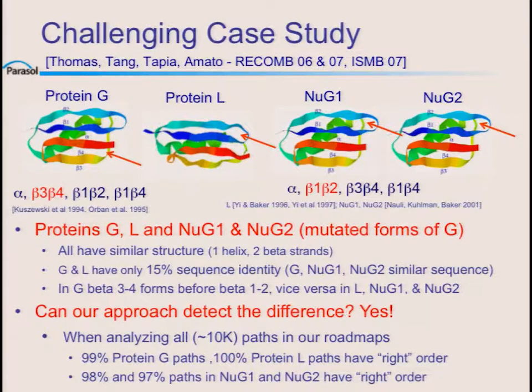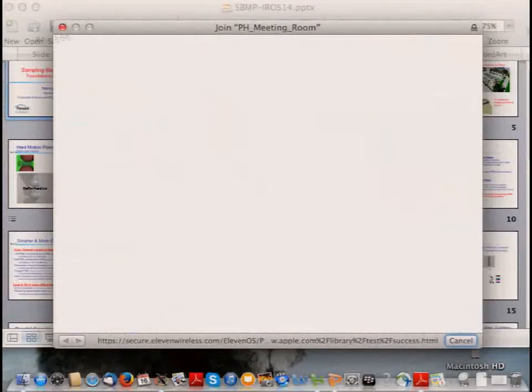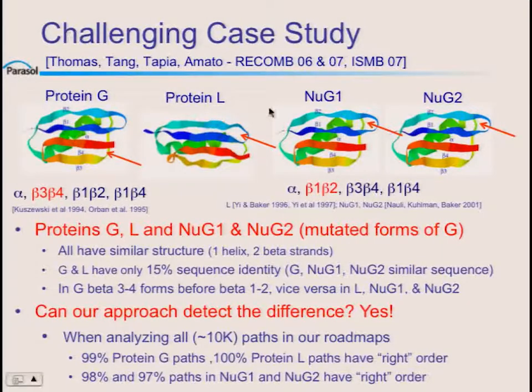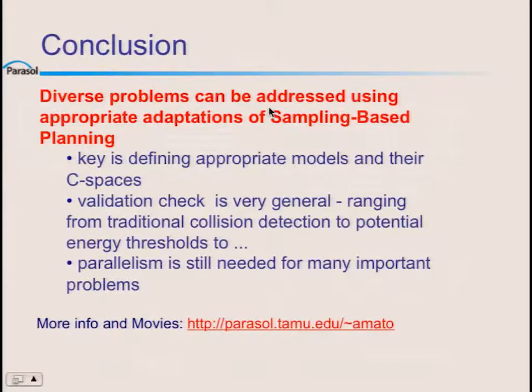It turns out we took these proteins that had slight mutations, and our results were quite good. So hopefully I have convinced you that there's a diverse set of problems that we can address using these sampling-based methods. Really the key to do that, which I didn't get too much into, is defining the configuration space appropriately and coming up with the validation.